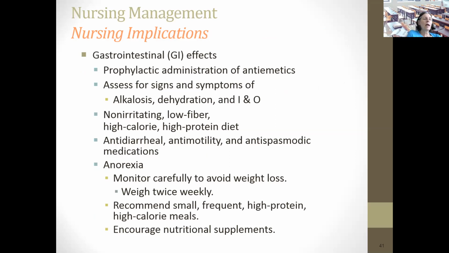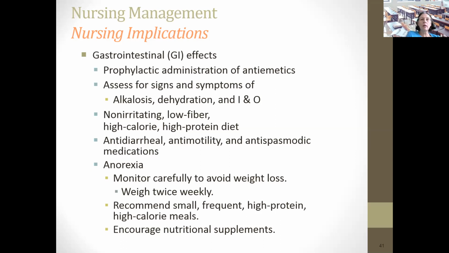Okay, the GI effects. Emesis is singularly the most complained about and most pervasive. We talked about fatigue, we talked about bone marrow suppression being common, but emesis is the most discomforting for a patient. If a patient is throwing up a lot, they're losing body acids, so they might develop metabolic alkalosis. They might become dehydrated. Their intake and output will be off. They might be having more fluid loss than fluid intake.